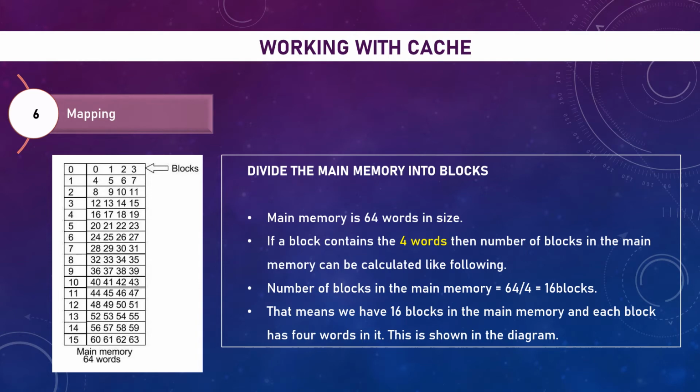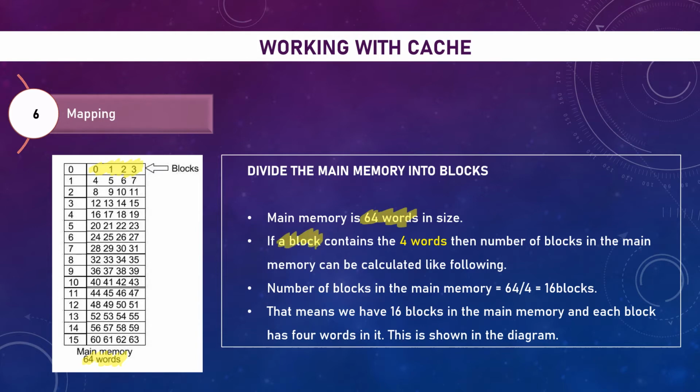Okay, in the previous slide we have already seen how to divide the memory blocks. The main memory is 64 words. Here we have a total of 64 words, so the size of the main memory is 64 words. If a block contains 4 words, as we can see, 4 words in a single block.